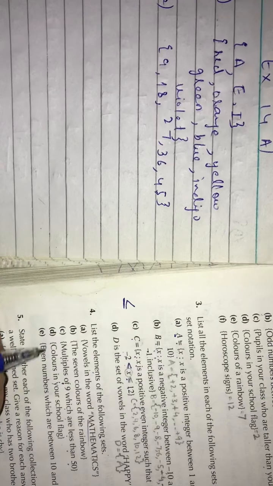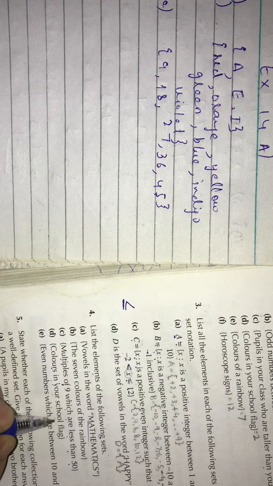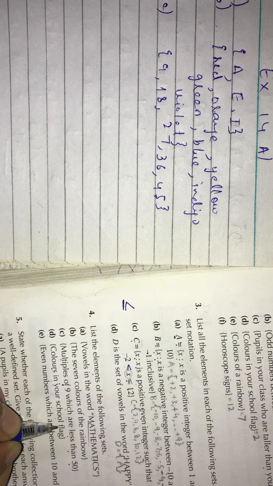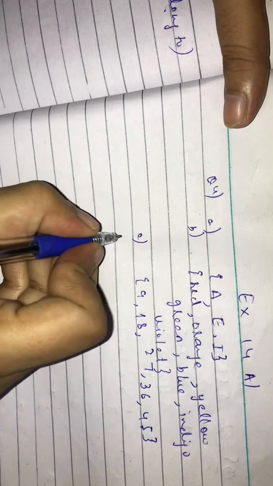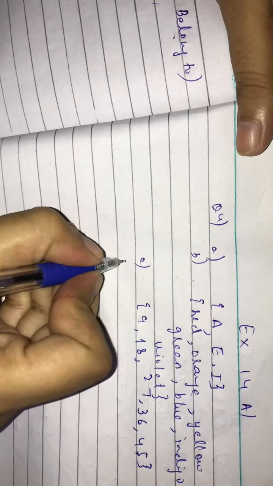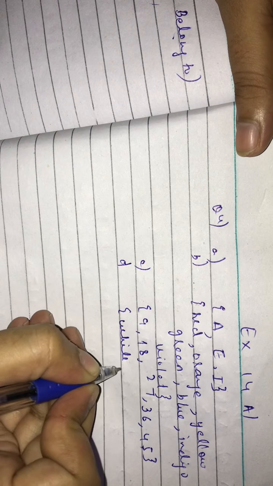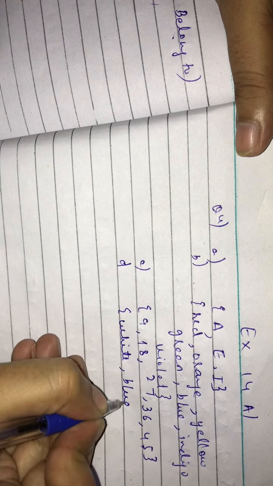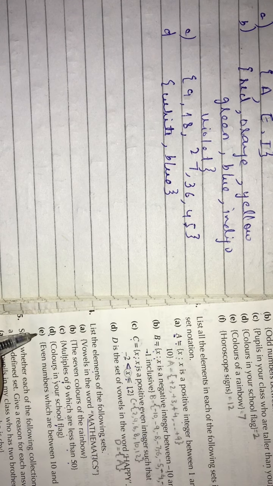Okay. Now, D part is colors in your school flag. Write the colors in your school flag. Now, tell me the colors. D part. White and blue. There are two colors in your school flag. Got it?